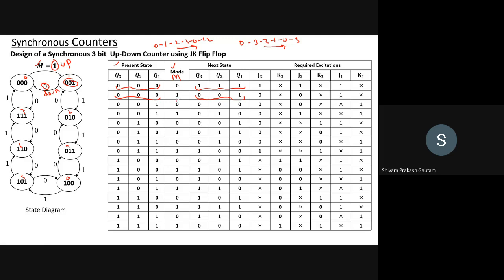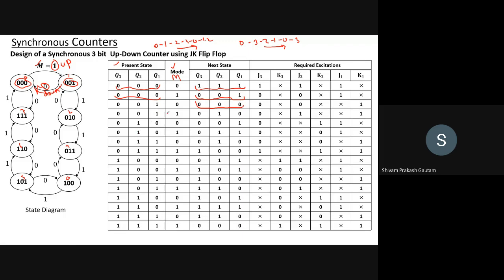Now let us consider the second present state, that is 0, 0, 1 and 0, 0, 1. Again, both are same, that is 0, 0, 1. For the first condition, m will be equal to 0, right? So past state is 1, and since it is a down counter because m is equal to 0, after 1, what will come? You can see from here, after 1 we will be reaching 0. So you can see we have written here 0, 0, 0.